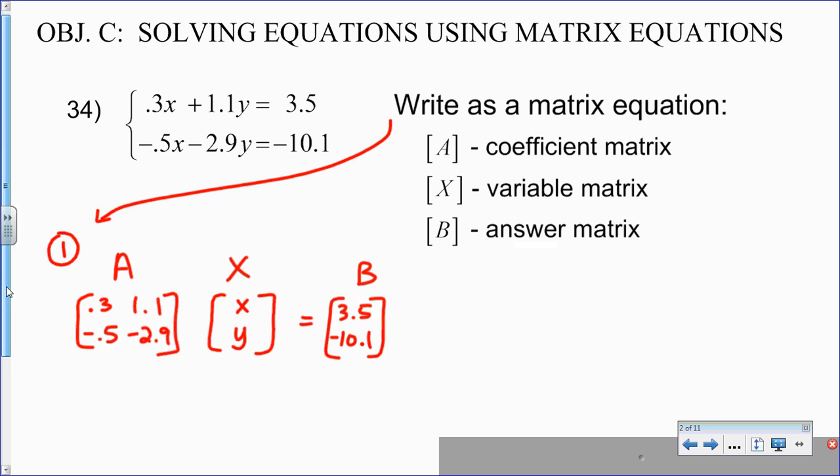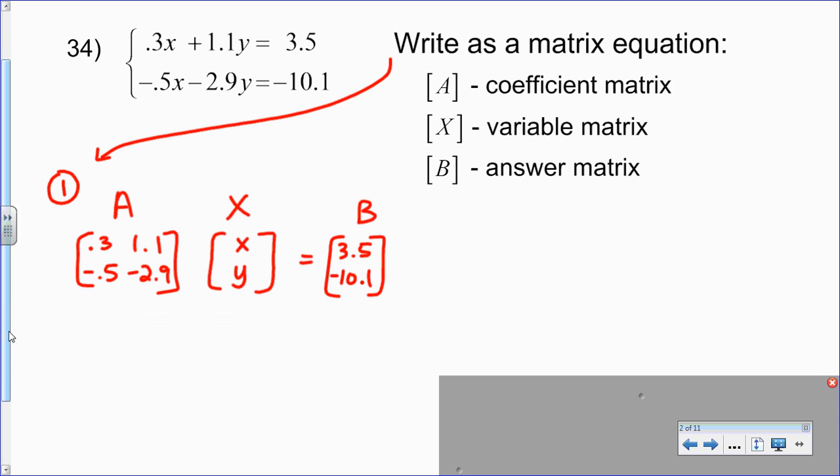So what it's saying is that AX equals B. A times X equals B. And we want to solve for X because I want to know what those variables are. So if I were just looking at this equation, AX equals B, how would I solve for X? How would I get X by itself? What would I do to get X by itself? Divide by A. Okay. Well, we don't really have matrix division.